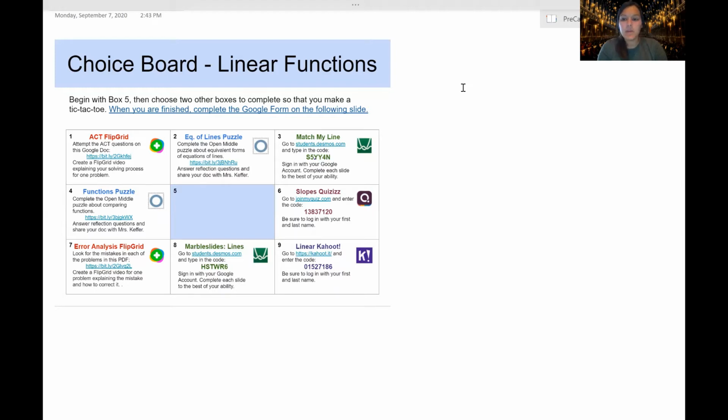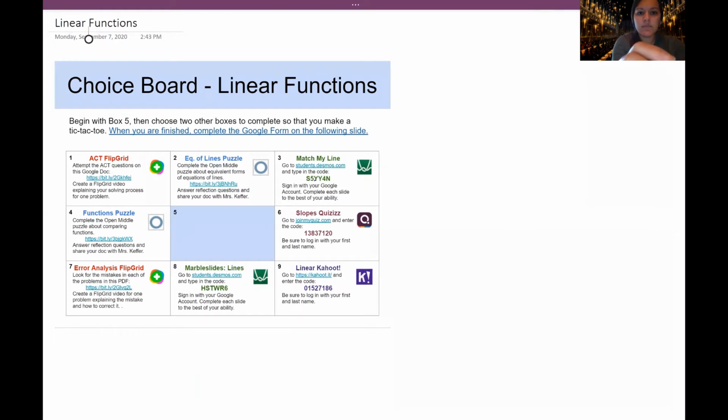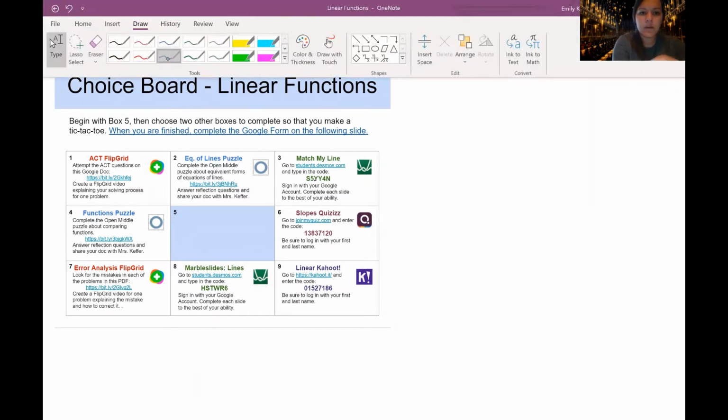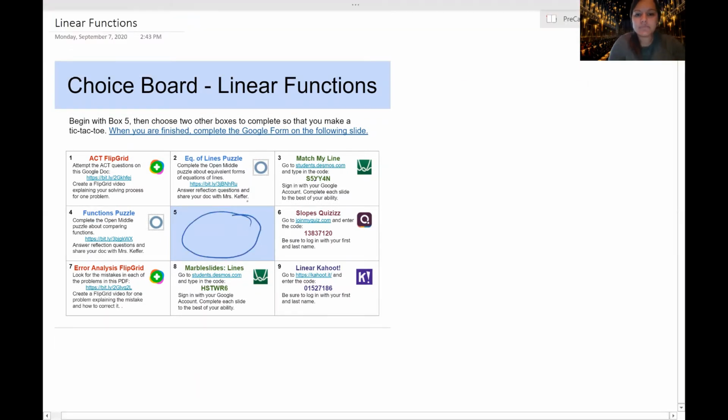So your task today is to complete a tic-tac-toe. It told you already to begin with box 5. Box 5 is this box right here. For you to complete a tic-tac-toe, you could go vertically with box 5, you could go horizontally, you could also do the diagonals. But you have to pick just 2 in order to complete this tic-tac-toe.